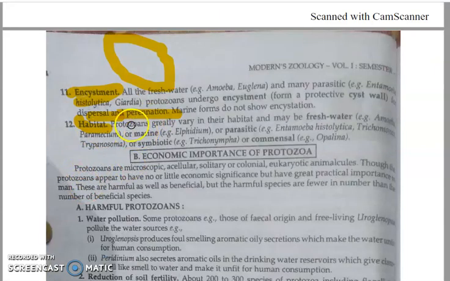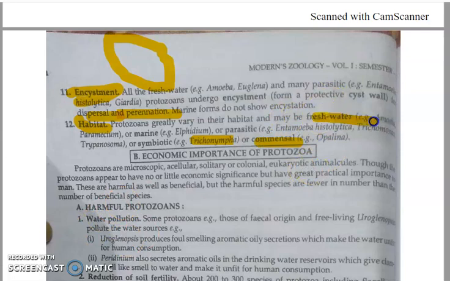Okay, next is habitat. The protozoans vary greatly in their habitat. Freshwater protozoans are seen, marine protozoans are seen, parasitic protozoans are seen, symbiotic protozoans are seen. For example, Trichonympha is found in the gut of the termite, and it is mainly responsible for the digestion of cellulose. Otherwise, the termite is not capable of digesting wood. It is actually the Trichonympha, a symbiotic protozoan that is found in the gut of the termite and helps in cellulose digestion. Or commensal.